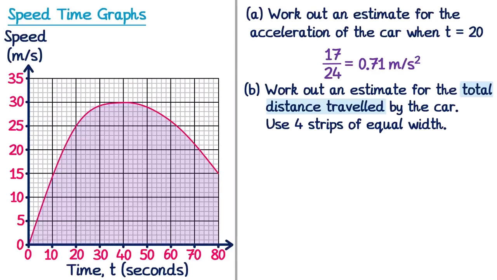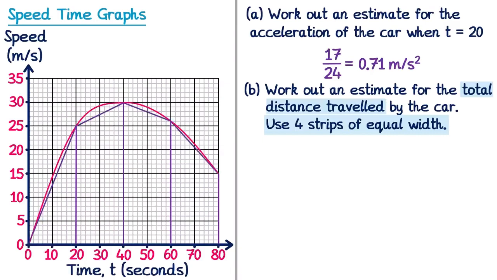Instead, the question says to use 4 strips of equal width. This is especially common if you do Excel. What this means is we're going to split the area under the graph into 4 equal width strips. You can see the time goes from 0 to 80 seconds, so if we split that into 4, that would be 20 seconds. So we draw vertical lines every 20 seconds like this to split that area into 4 equal strips. We then connect up the tops of each of these lines with more straight lines, and we end up with this purple shape here.